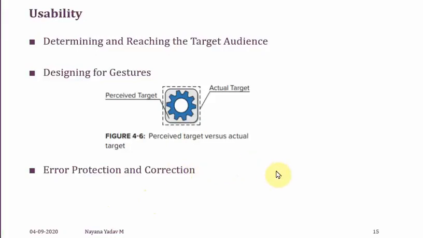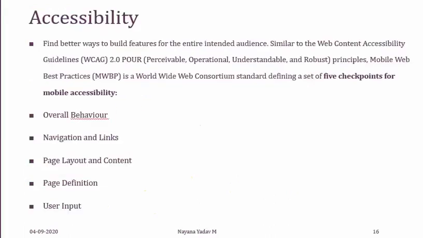So the main thing is that you have to add the undo button, and also maintain the history, that is log history or input history. These are the things which come under usability. Next one is accessibility.